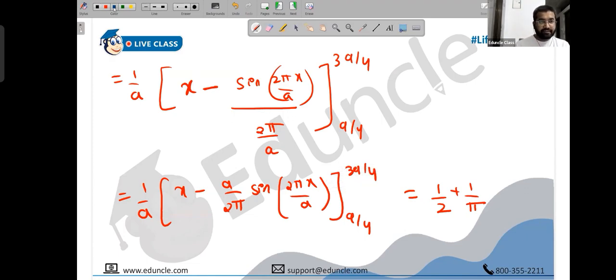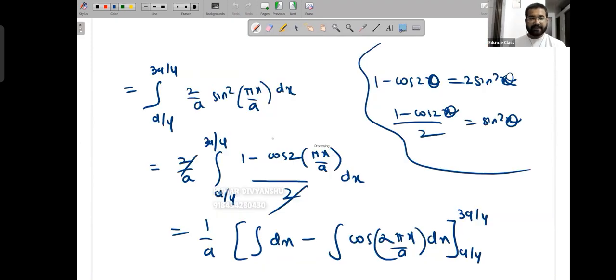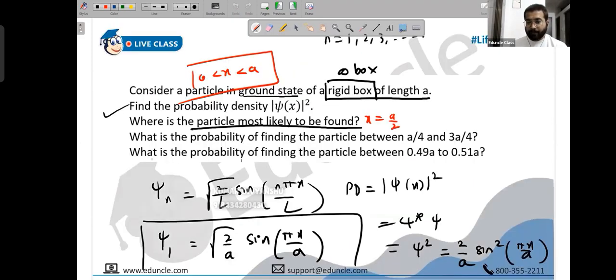Chalo. But what is the next part that I wanted us to do? It's part D, people. Listen. What is the probability of finding the particle between 0.49 a and 0.51 a? Whenever you have small regions, see, a by 4 to 3a by 4 is a large region. Like a by 4 is 0.25 times a, 3a by 4 is 0.75 times a. So this is a very large region.